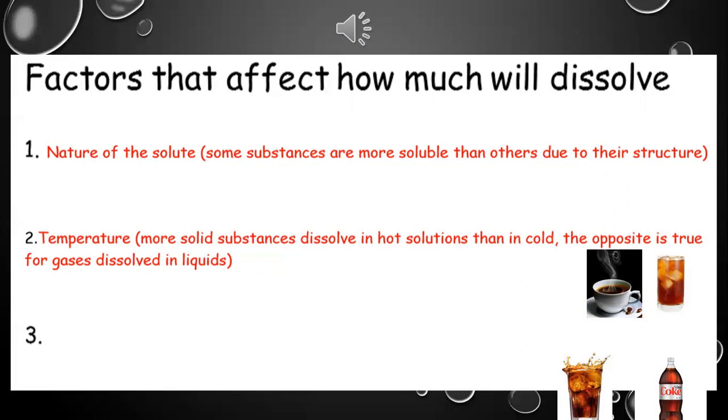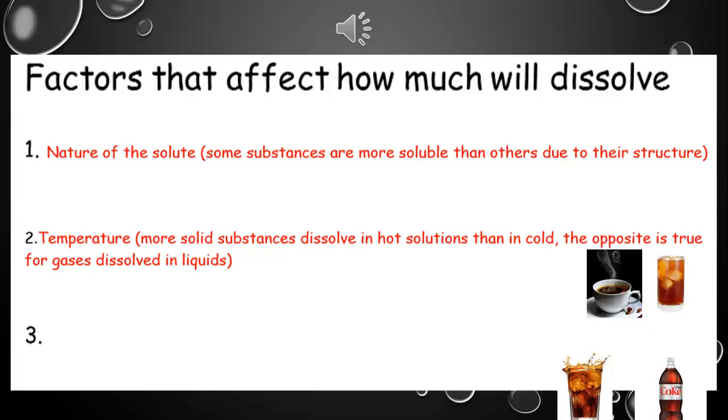The opposite, however, is true if we have gases dissolved in liquids. So think about your sodas. What would be the fizziest soda? What would have most carbon dioxide dissolved in it? That's going to be our cold sodas, and that's how we typically like to drink them. As soon as you warm them up, you're going to see more and more bubbles of gas leaving that solution. And so there's an opposite situation here with temperature. To get more solute to dissolve in a solution with a solid solute, you want to increase your temperature. But to get more gas to dissolve, you want to decrease the temperature.